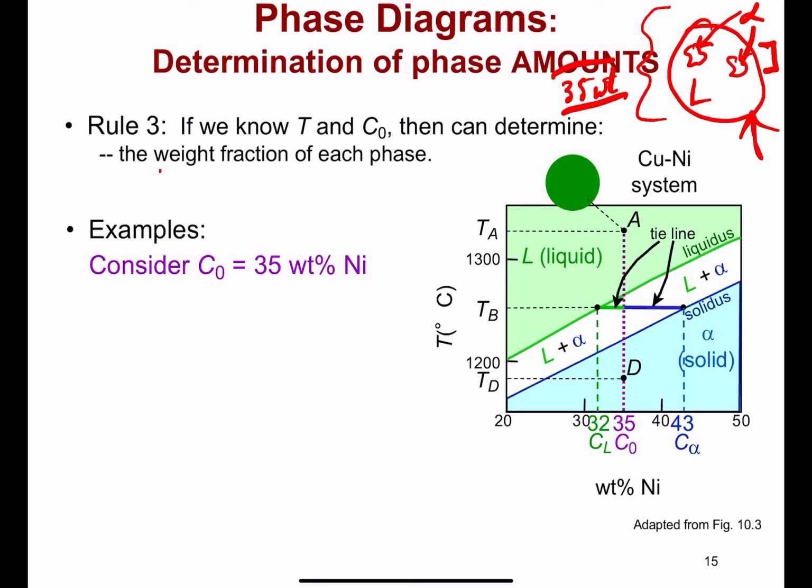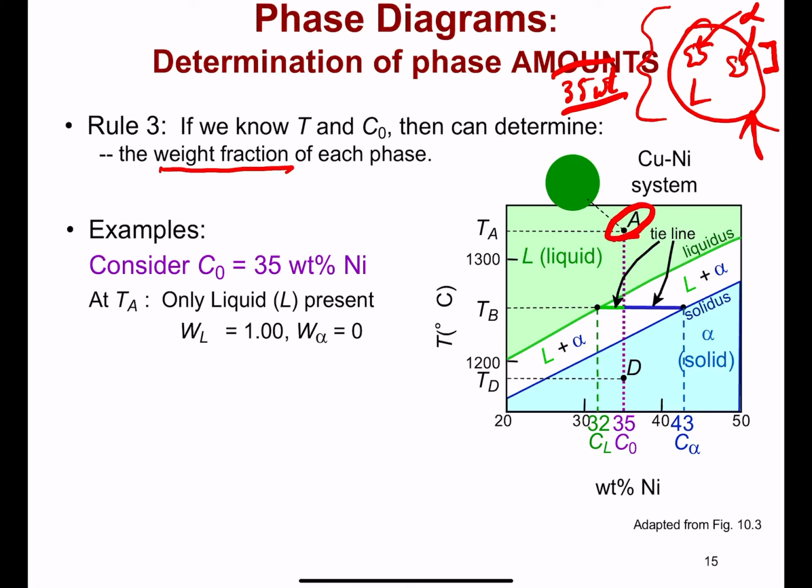So we're going to determine the weight fraction of each phase in the white territory, the phase field represented by the white area in the zoom up of the phase diagram. We're going to use the tie line again for that. So, starting with some easy ones first, let's consider point A. What is the weight fraction of the liquid at point A?